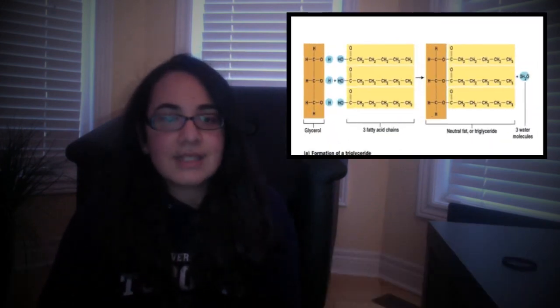Finally is the lipids. Lipids are organic molecules that come in three forms. Neutral fats are the one that we will be focusing on. They contain three fatty acid chains attached to a single glycerol molecule.